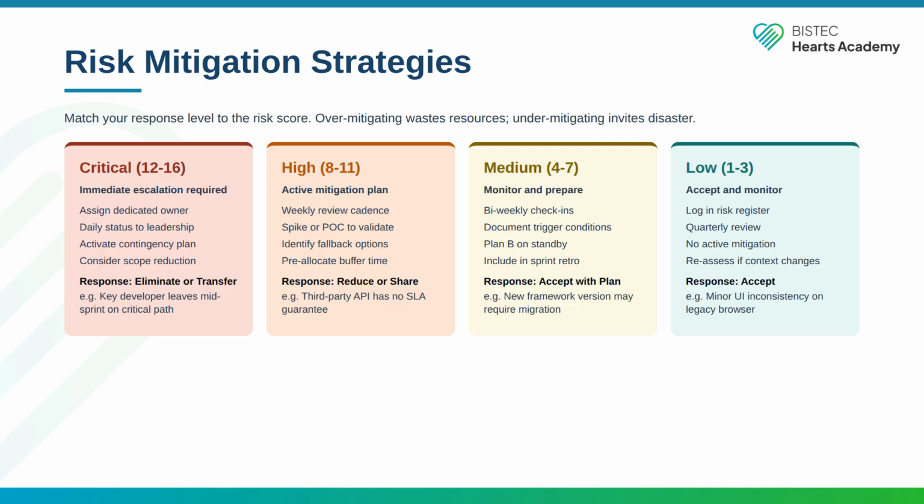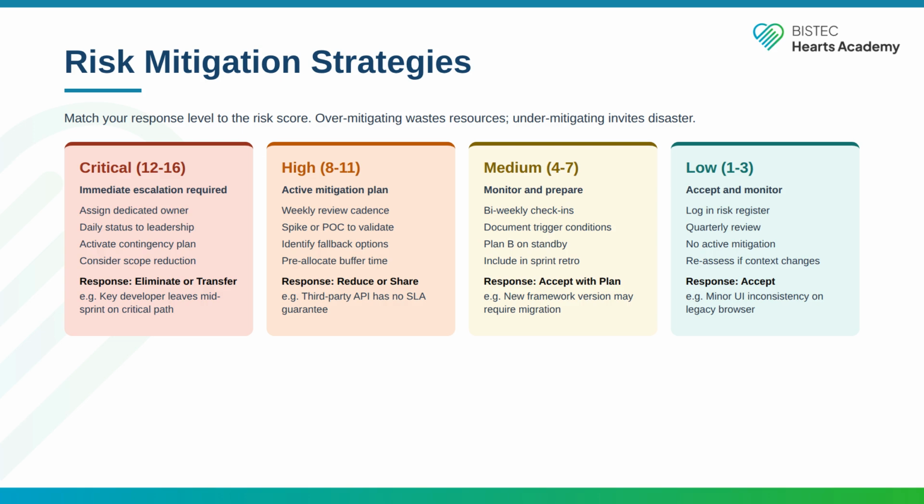For medium risks, scores 4 to 7, accept the plan. Check in bi-weekly. Document what would trigger escalation. Have a plan B on standby, but do not invest heavily in mitigation yet. For example, a new framework version might require migration during your project. Monitor release notes, plan for it, but do not block progress on it.